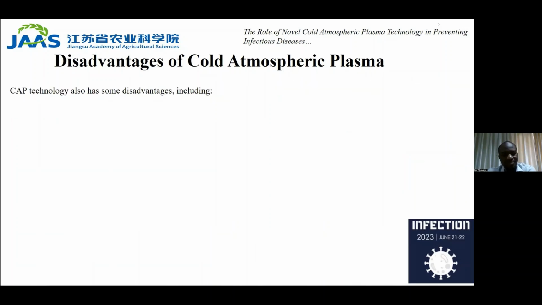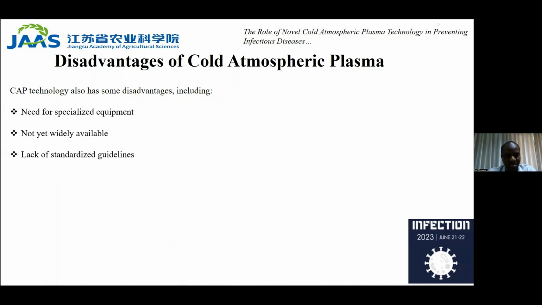There are some disadvantages of cold atmospheric plasma technology, which include that it needs specialized equipment, which makes it a little bit difficult and expensive to acquire. It needs large capital before it can be set up. It's not widely available across the globe, and there is a lack of standardized guidelines up till now.